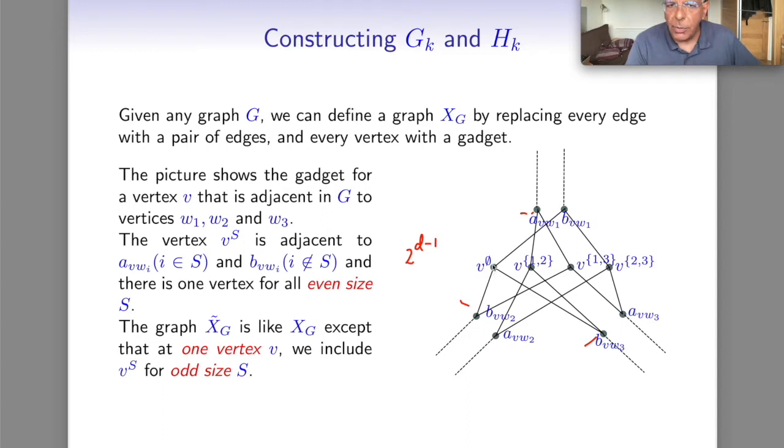so that if the subset associated with this one, let's say for example is 1, 2, then it's connected to the A vertex for the neighbors 1 and 2, and the B vertex for the one that's absent here. Okay, in general, the A vertex for all elements of the set, the B vertex for all elements that are not in the set.